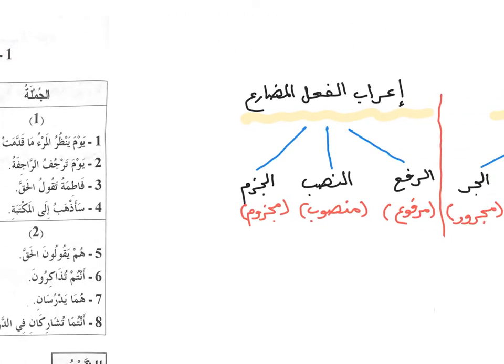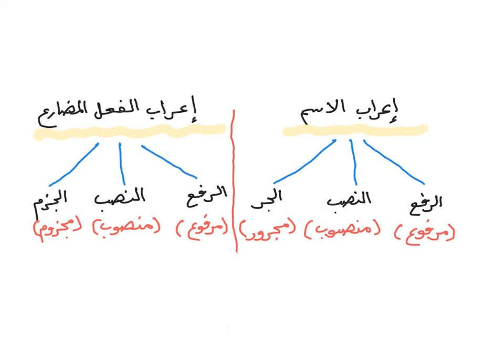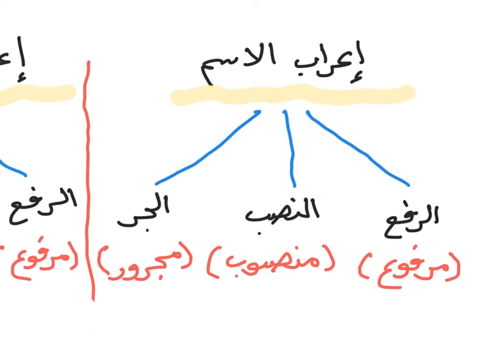In one of our previous lessons, we learned about إعراب الاسم, and we said that an isim, if we put it in a sentence, will have three states or three conditions. The first state is the state of الرفع. The second state is النصب, and the third state is الجر. So when a word is in the state of الرفع, we call it مرفوع, and when it is in the state of النصب, we call it منصوب, and when it is in the state of الجر, we call it مجرور.